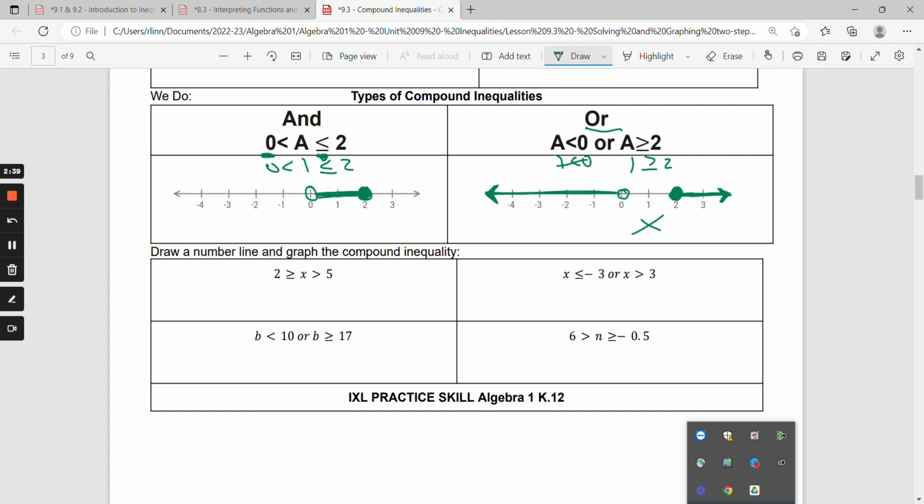Meaning that it could be negative 2, because negative 2 is less than 0. It could be 3, because 3 is greater than or equal to 2. But it cannot be this small little range in the middle.